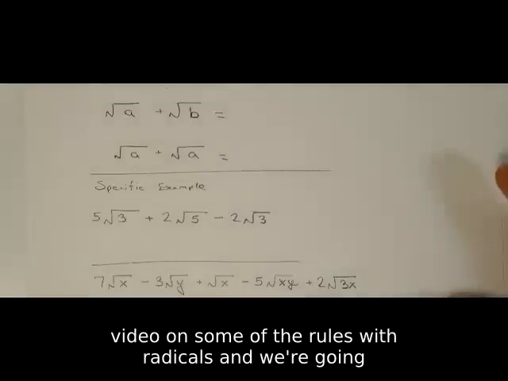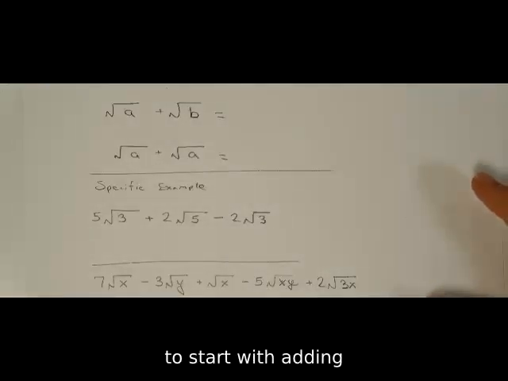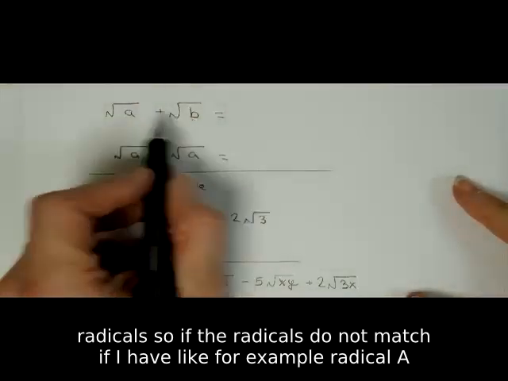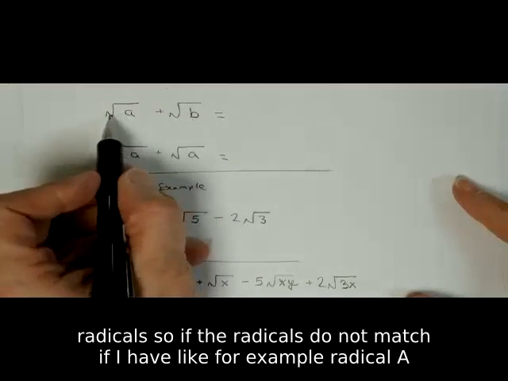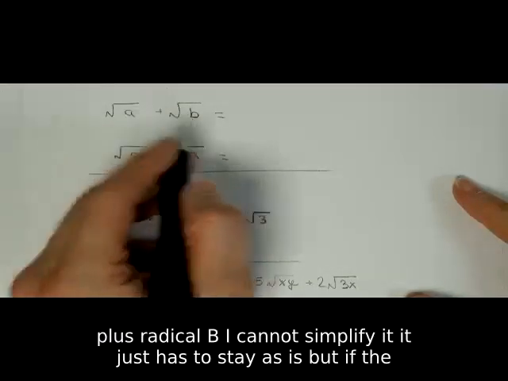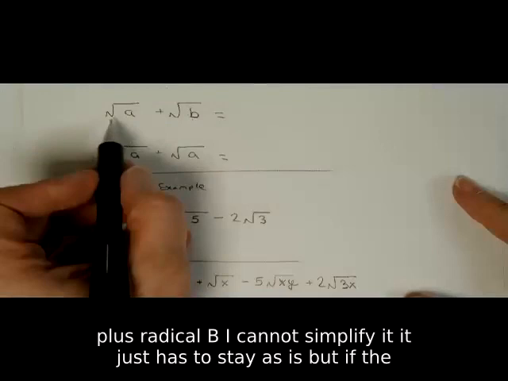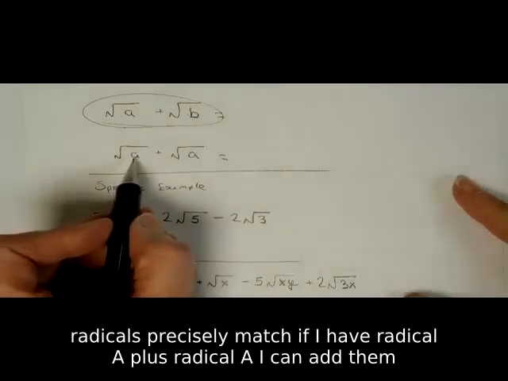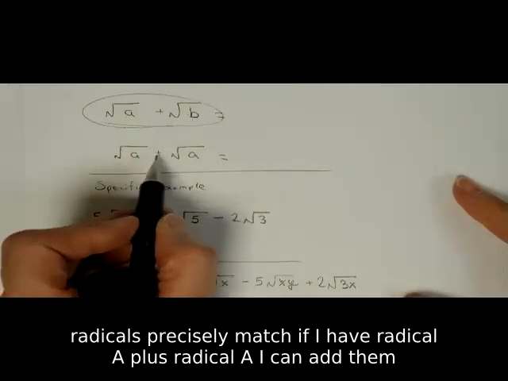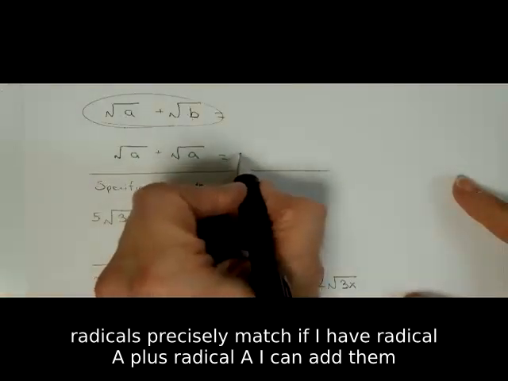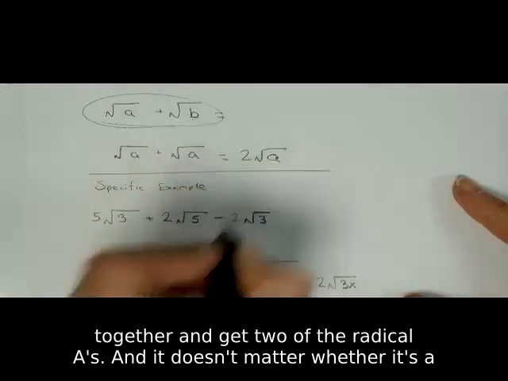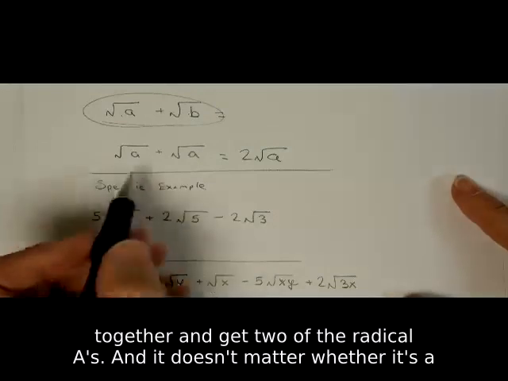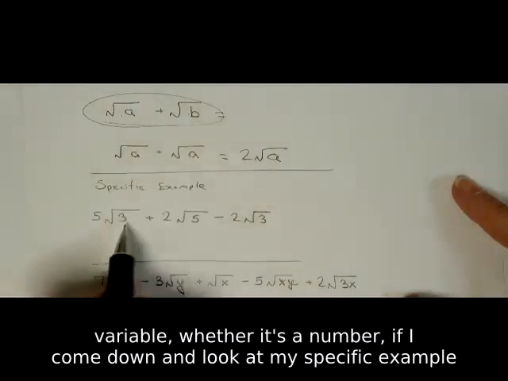Video on some of the rules with radicals, and we're going to start with adding radicals. If the radicals do not match, for example radical A plus radical B, I cannot simplify it. It just has to stay as is. But if the radicals precisely match, if I have radical A plus radical A, I can add them together and get 2 of the radical A's. And it doesn't matter whether it's a variable or a number.